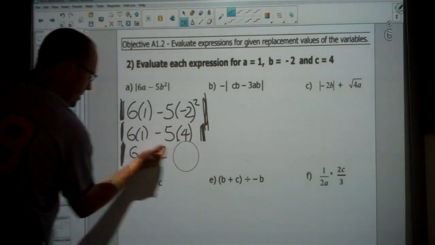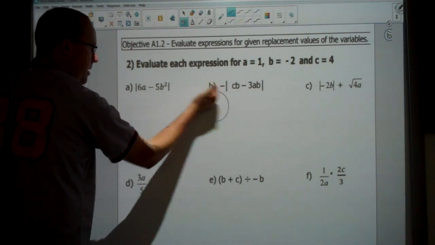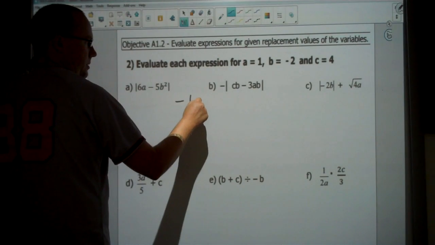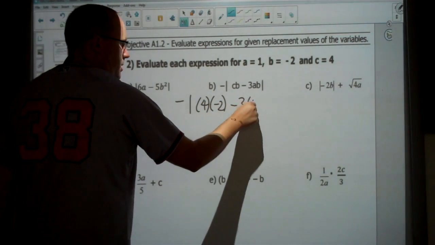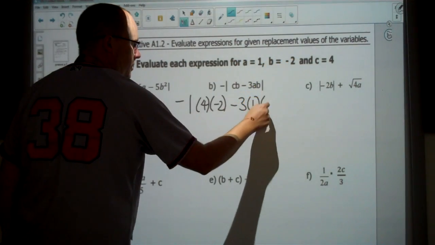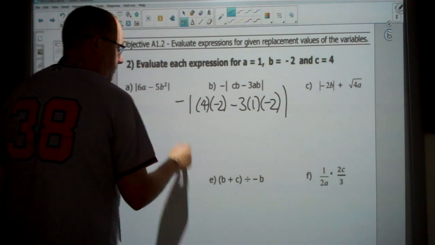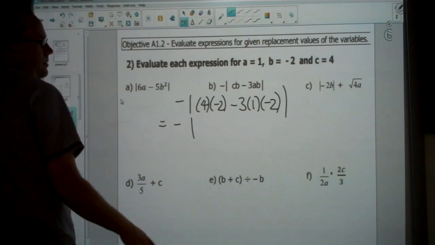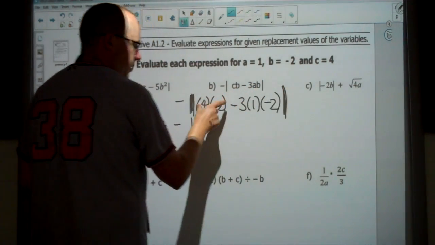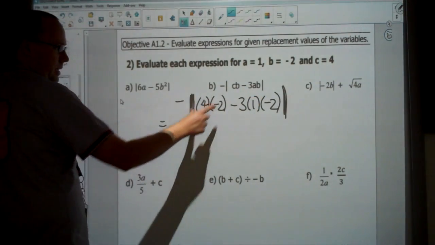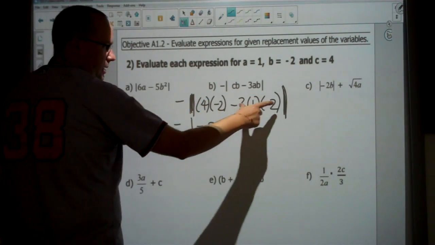Part B, and I'm going to erase this answer now so we have a little bit more room. Same thing, as I substitute in, I'm going to put it in parentheses, just to avoid any possible mistakes. All I'm doing is taking the numbers from up here. This is my grouping symbol, so I'm going to work on this first. Within my grouping symbol, I have things that are next to each other, which I know is multiply, so I'm going to multiply those things.